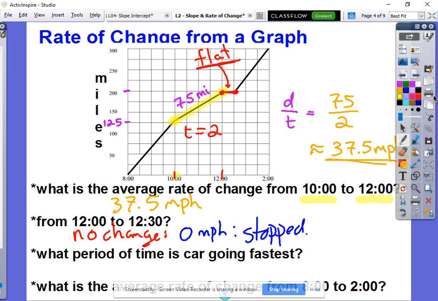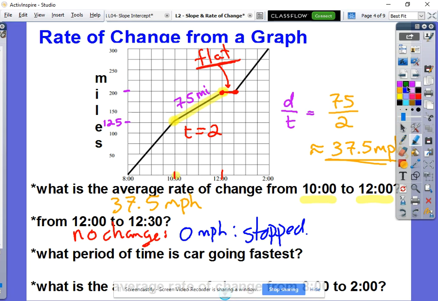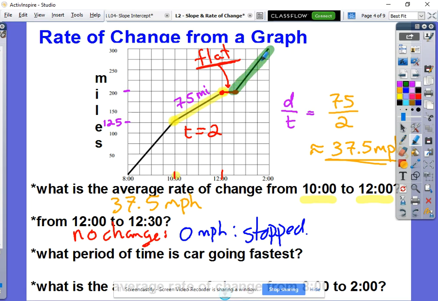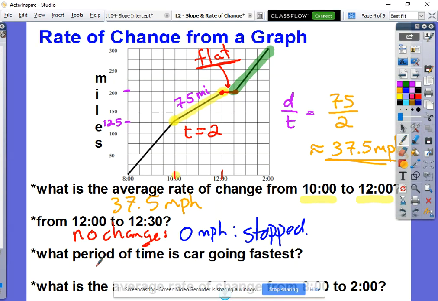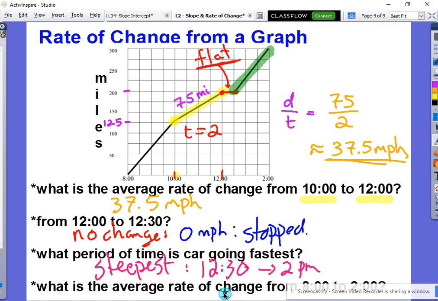Where do you think that we're going the fastest? When you look for the fastest rate of change, hopefully you're looking for where the line or the graph is steepest. So this is where I think we're going the fastest. You can compare that to maybe this one down here, but the top one in green is where we are going the fastest. You're looking for the steepest part of the graph. And so that one is from 12:30 all the way to 2 p.m.